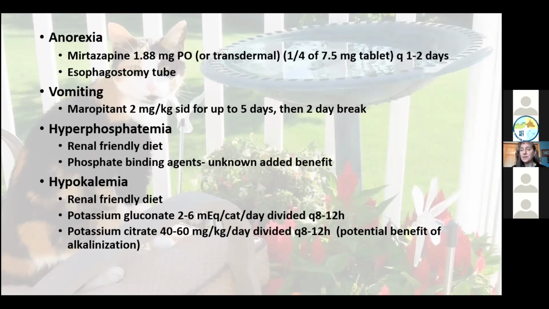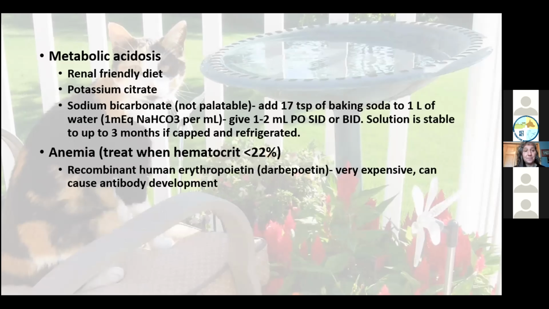Hypokalemia. First thing, again, that renal-friendly diet. If that's not enough, then there are a couple of different options here to increase the potassium. You can give potassium gluconate at 2 to 6 milliequivalents per cat per day, divided every 8 to 12 hours, or potassium citrate at 40 to 60 milligram per kilogram per day, divided every 8 to 12 hours. This has a potential benefit of alkalinization.